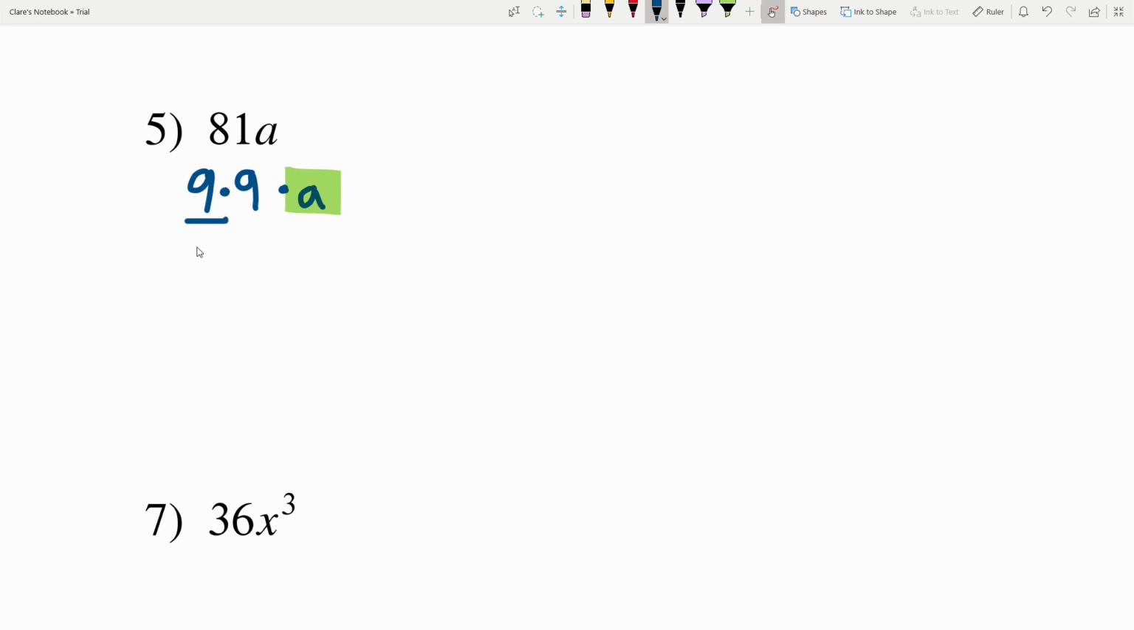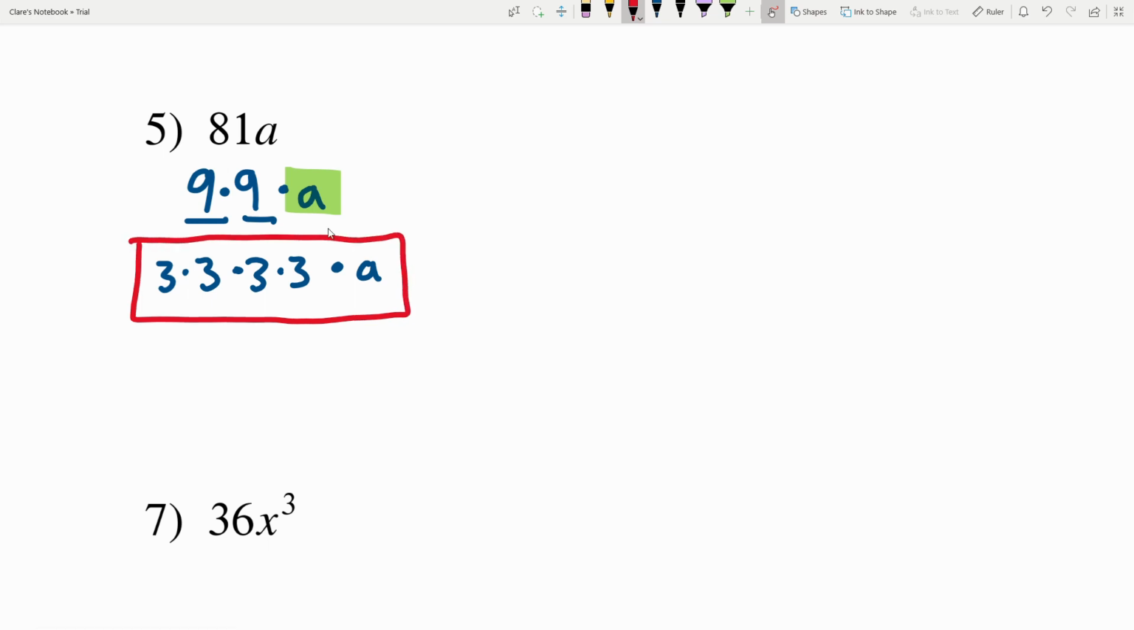Now, 9 can be written as 3 times 3, where both 3 and 3 are prime, and this other 9 can also be written as 3 times 3, so I'll have 3 times 3 times 3 times 3 times a. That's the prime factorization of number 5 without using exponents. If we were, it'd be 3 to the 4th times a, which I think is a little cleaner looking. However, we're going to follow our instructions.